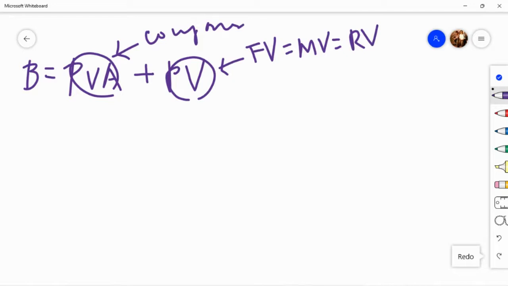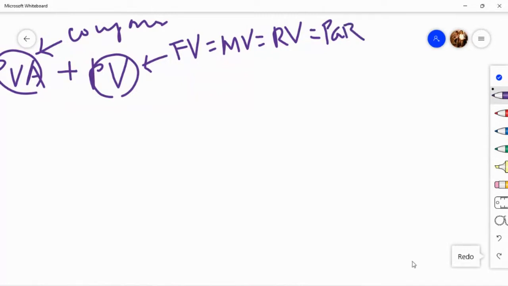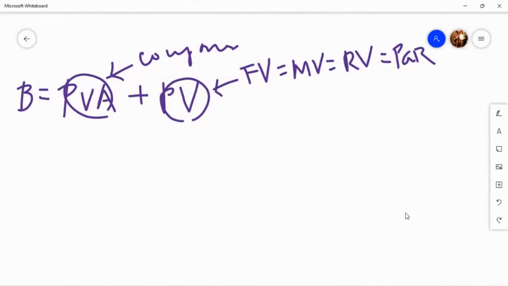Redemption means the company that sold the bond redeems the bond by paying $1,000, which is also called par value. Now, FV here can be ambiguous because it can mean both face value and future value. But it doesn't matter, because in the case of a bond, future value and face value are the same thing. At maturity, which is in the future, you get the face value of 1,000.